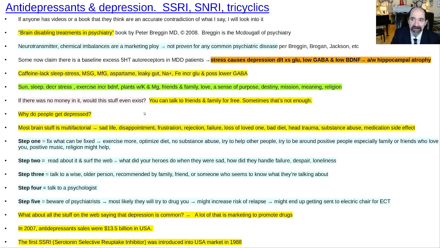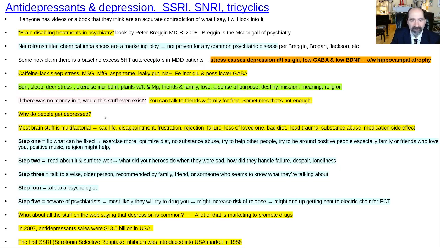When you look at them, they worsen outcomes, okay, from my reading of them. And you make yourself sicker for what? Okay, you can talk to your friends or family for free. A lot of times that's helpful because they love you. They'll do the best they can for you. Sometimes that's not enough. Why do people get depressed?